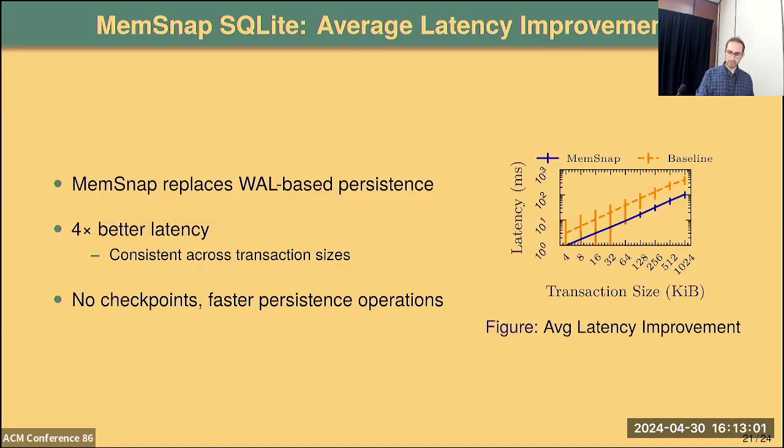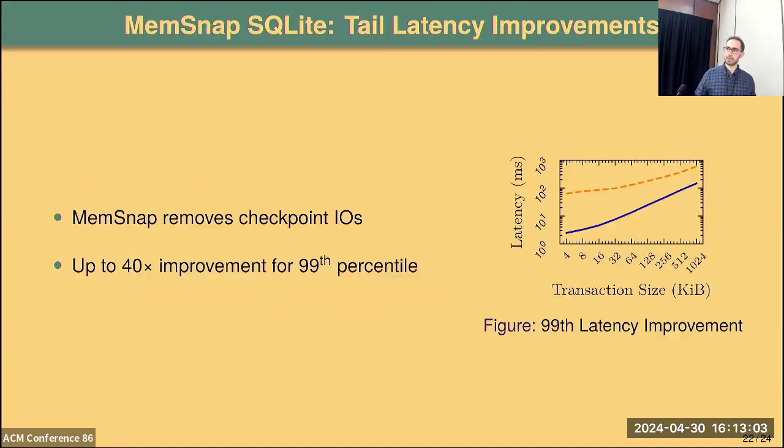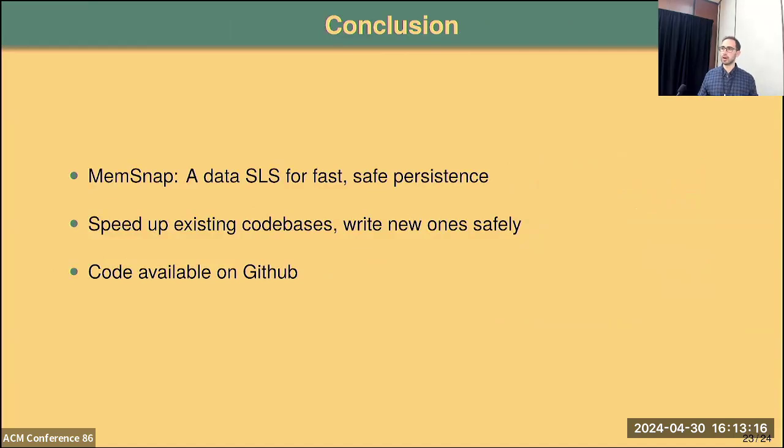This becomes even more obvious if we look at tail latency, where we gain 4x better latency. This is because we have removed the main driver of tail latency from the baseline, that of SQLite checkpoints. So we have more details on how we use MemSnap to speed up applications and simplify them in the paper. We also have an explanation on how this is possible for arbitrary databases.